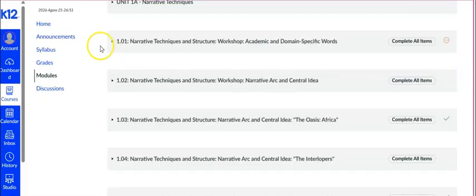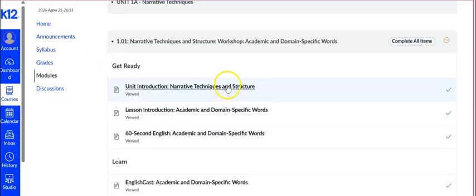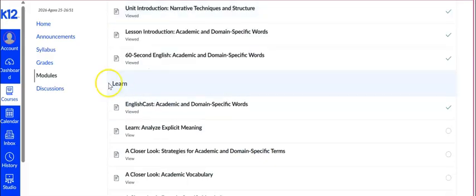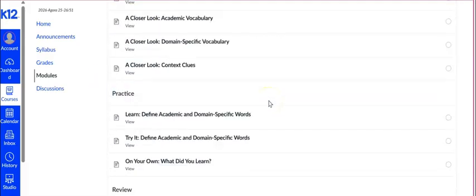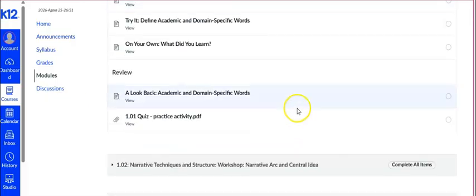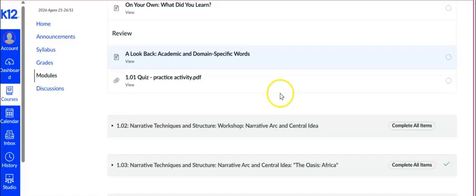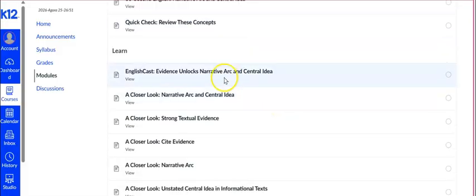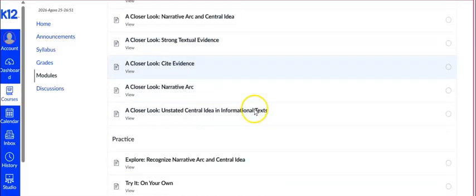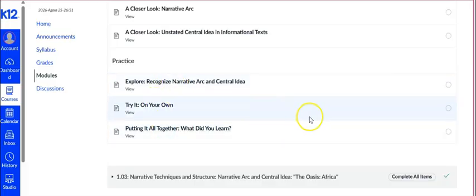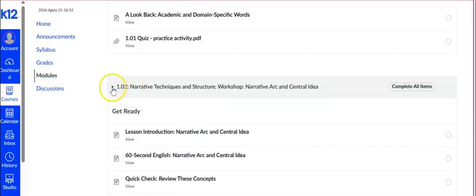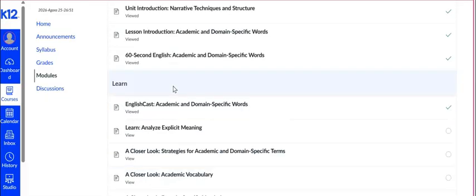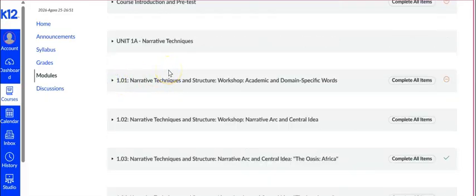Okay, in each module lesson, you can see there are several parts of the lesson. Get ready, learn, practice, sometimes a review. Okay, again, get ready, learn, and practice. Okay, sometimes, so you'll go through all of the parts and pieces in each module lesson.